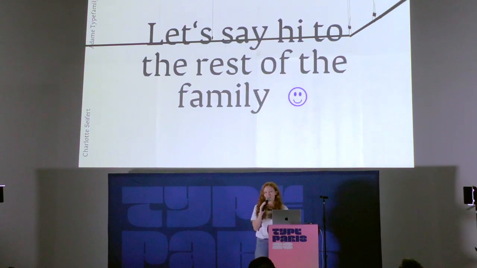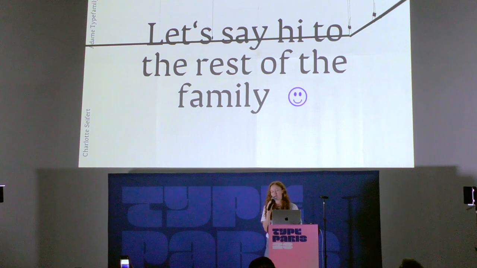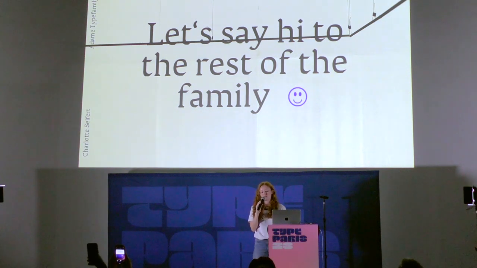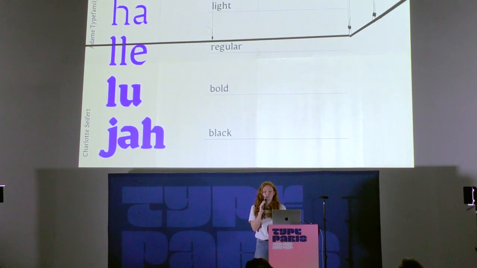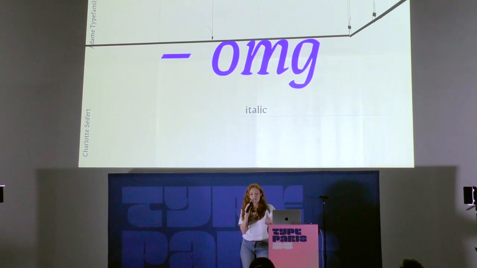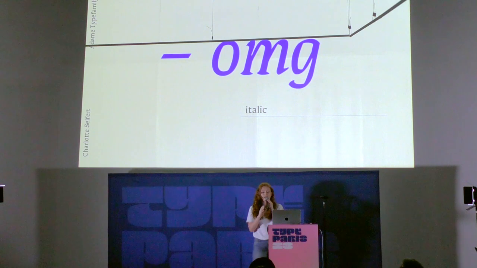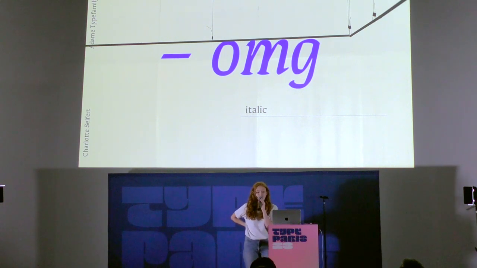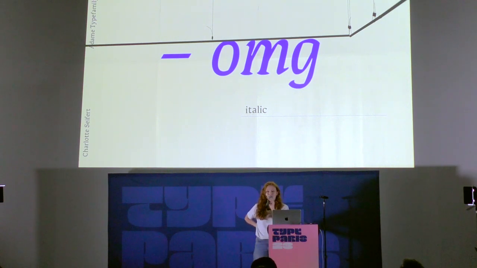Let's say hi to the rest of the family from the regular one. I decided to explore more and go to different ways. I have the regular one, and of course, blackletter, but really, really bold. I tried to make a bold and a black version, and also explored a light version as well. And from this point, I tried to go to italics, and it was really nice going back to the tracing paper.